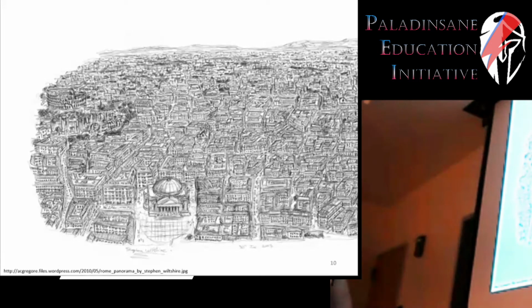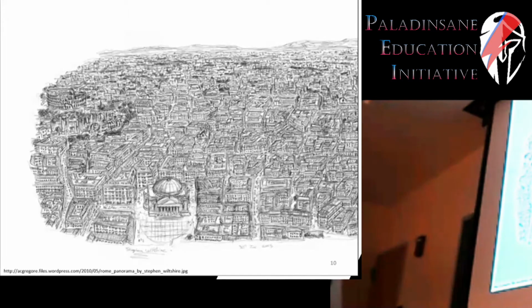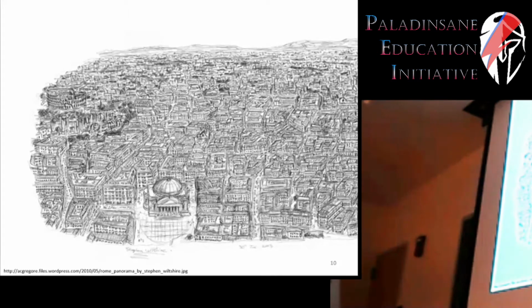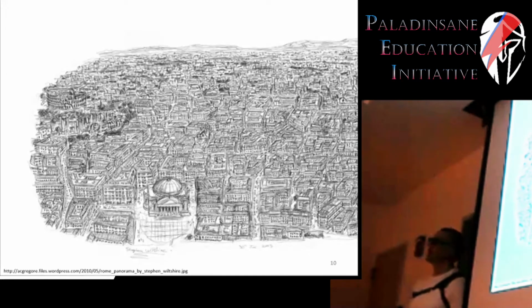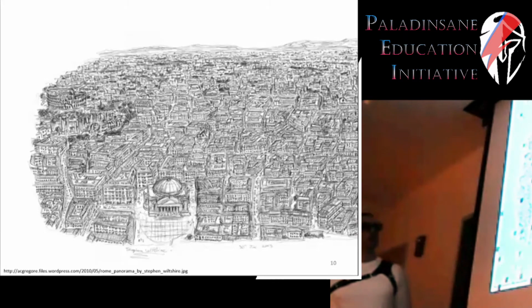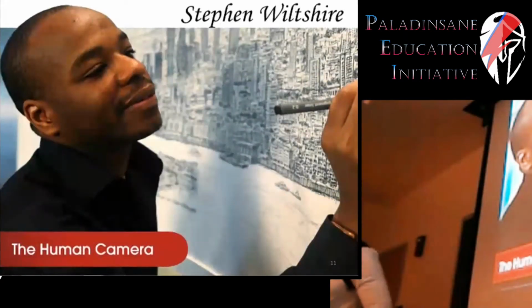I think one of the few errors was these lines here shouldn't be vertical. They should be horizontal lines, so we got that incorrect. But basically all these little streets, all these little houses, everything drawn from memory after a 40-minute ride in a helicopter over Rome. So Stephen Wiltshire is fascinating.